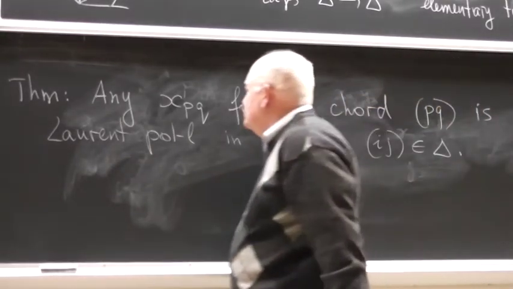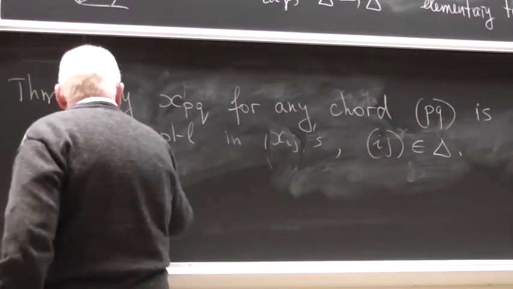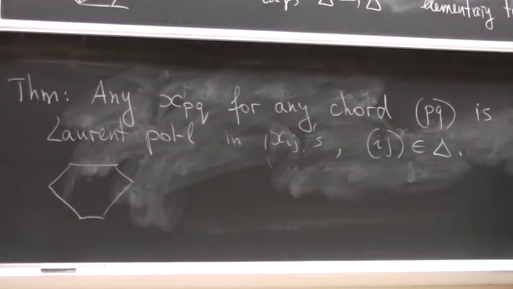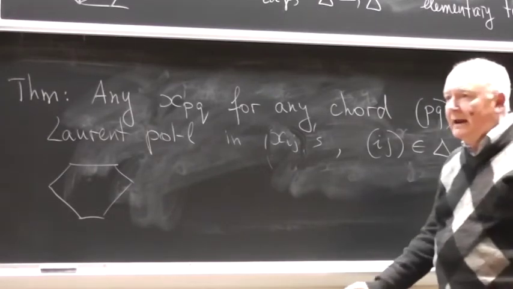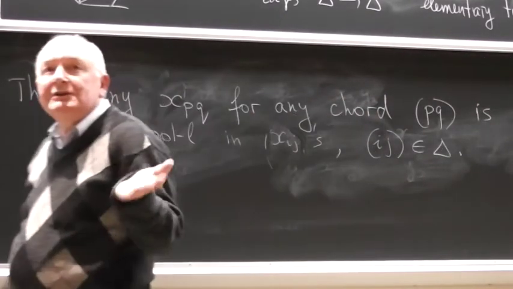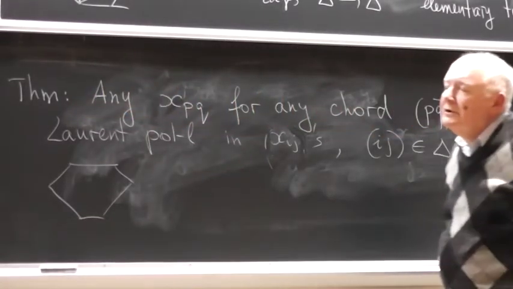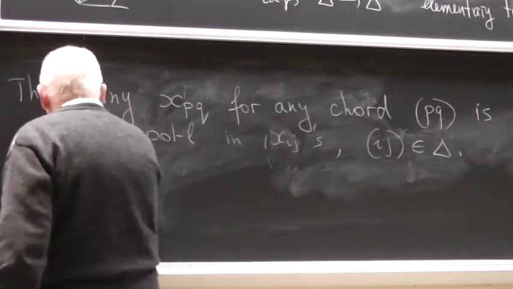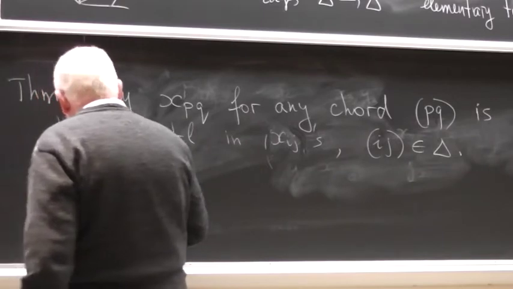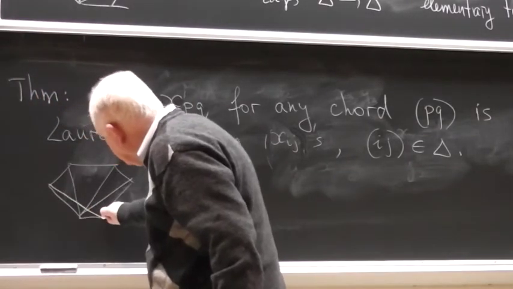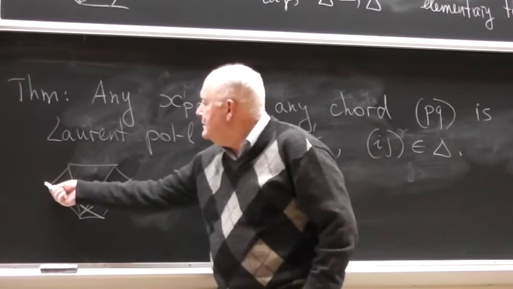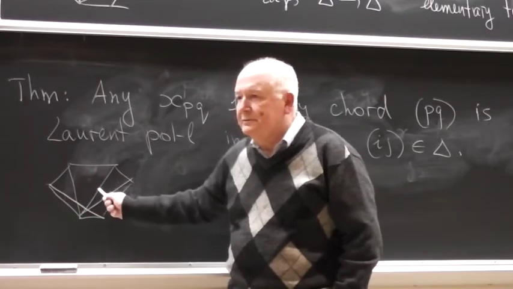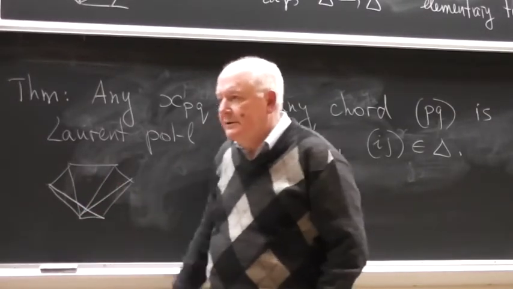Is it non-commutative or commutative? So far, it's commutative. This is due to Fomin and Zelevinsky, one of the basic examples. And then I will spend some time explaining how to get a non-commutative analog of this. So if you have this triangulation and this is your new chord, then these variables can be expressed as Laurent polynomials in all those guys, the sides and this chord.